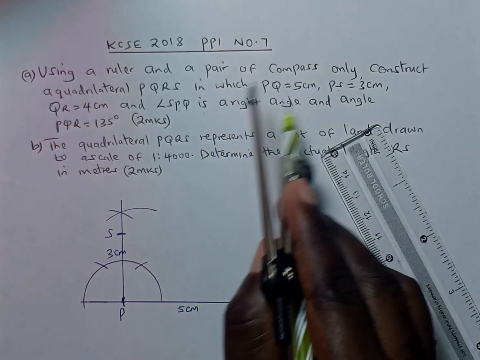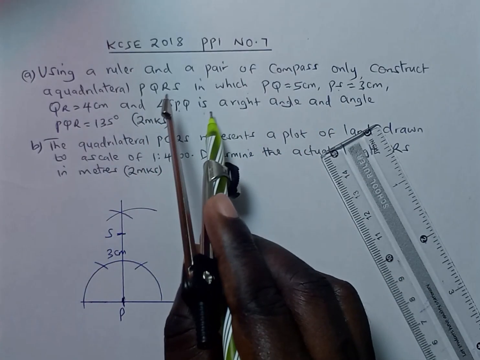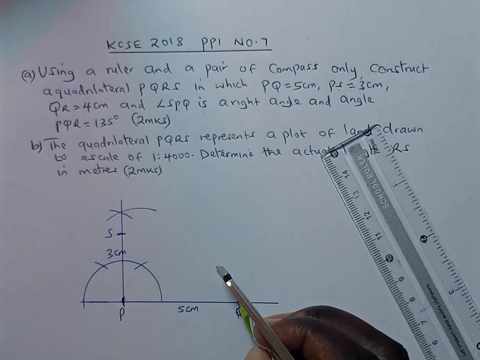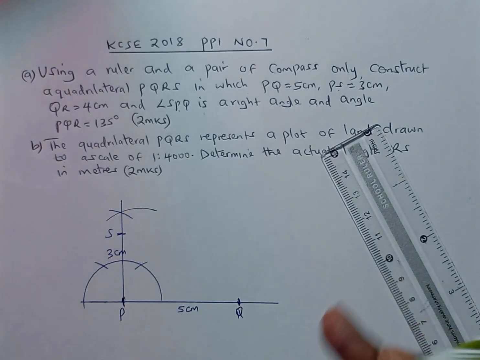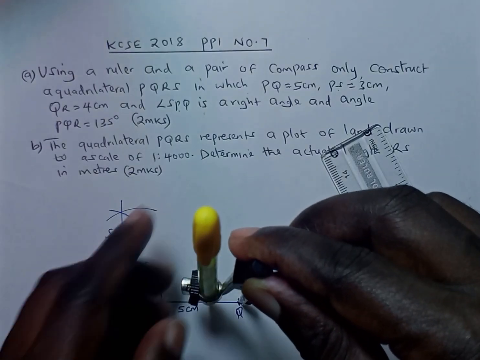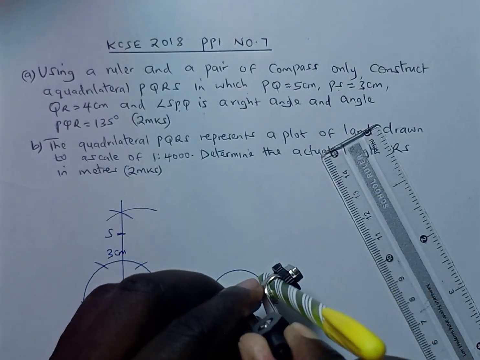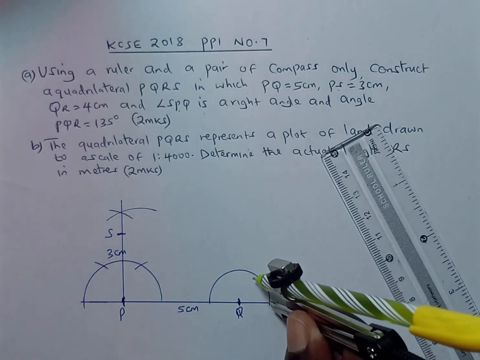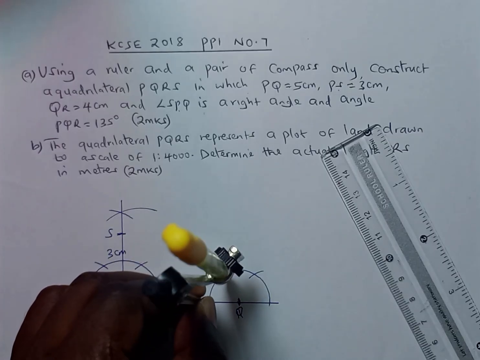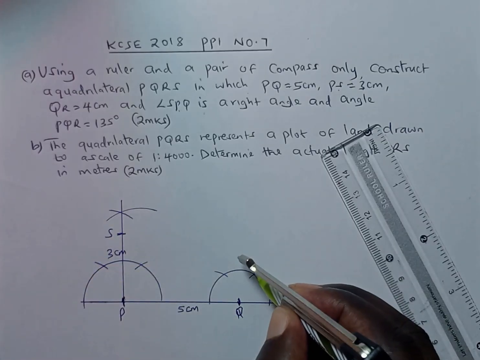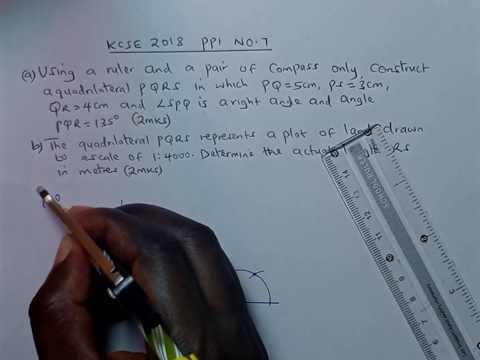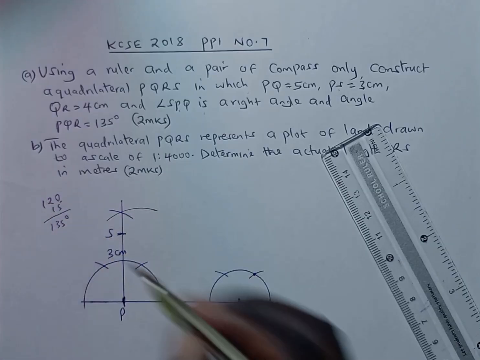We now move again. We have been told that angle PQR is 135, so we are going to construct 135 at Q. Again, we are going to draw a semicircle of our own radius. Then we mark off 60 here. We mark off 60. That means up to this point here we are going to have 120. Remember, 120, we only need 15 to make it 135 degrees.